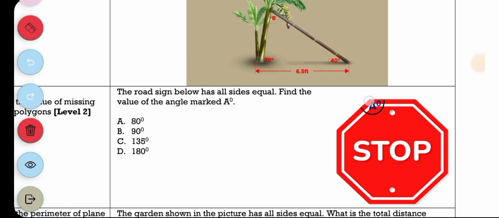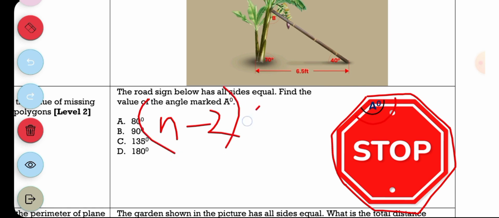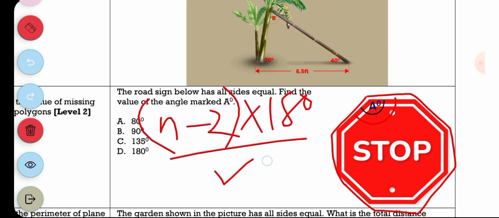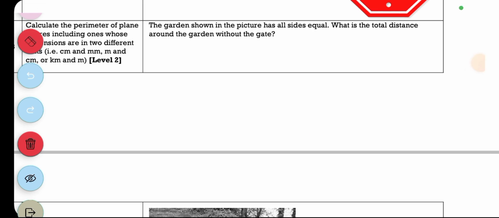We have an octagon here. 1, 2, 3, 4, 5, 6, 7, 8. We are supposed to find the internal angle of this octagon. Now, the formula is n minus 2 times 180 over n. Formula for finding interior angle of a polygon. So n over here is 8. 8 minus 2 is 6. 6 times 180 is 1080. So divided by 8, you end up with 135. So answer is C.